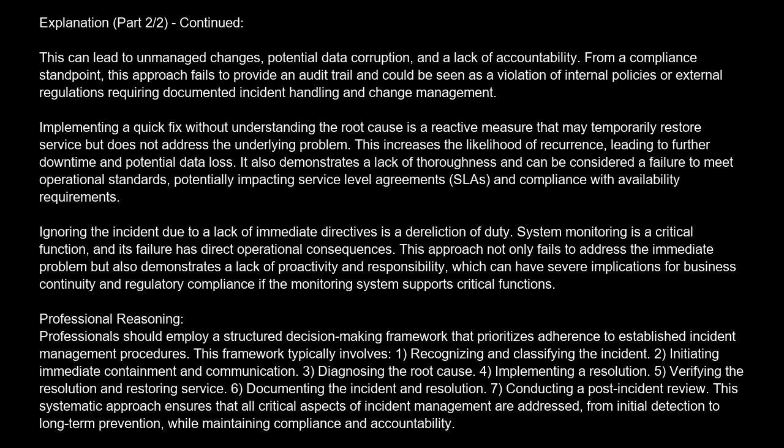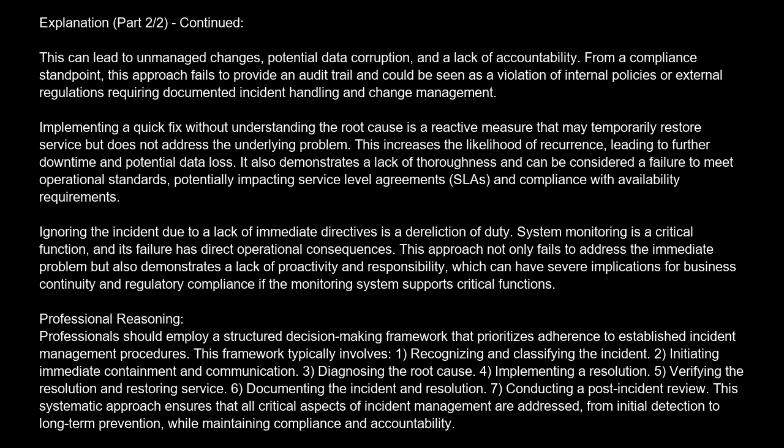Ignoring the incident due to a lack of immediate directives is a dereliction of duty. System monitoring is a critical function, and its failure has direct operational consequences. This approach not only fails to address the immediate problem, but also demonstrates a lack of proactivity and responsibility, which can have severe implications for business continuity and regulatory compliance if the monitoring system supports critical functions.